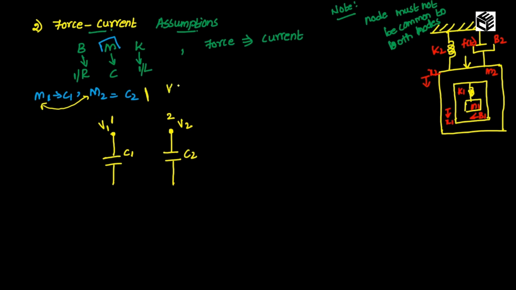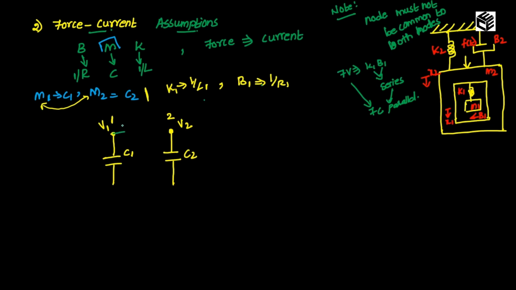So I'm going to replace K, that is K1, as 1 by L1 and B1 as 1 by R1. In force voltage, we have connected these two in series, that is K1 and B1 are connected in series, while we are transforming from voltage to current. While we are transforming from voltage to current, the series connection will become parallel connection. Okay, so I'm going to connect these two parallel to these two nodes.